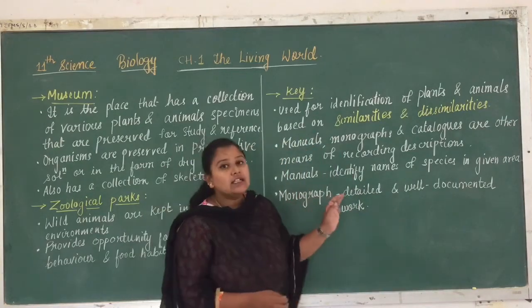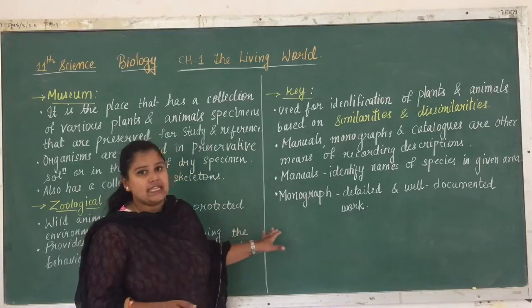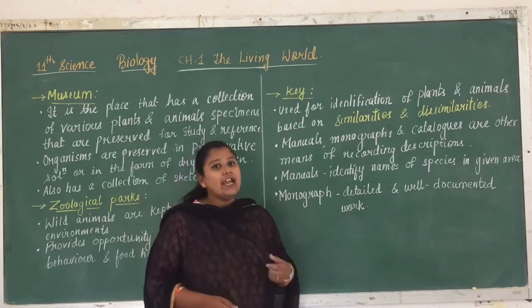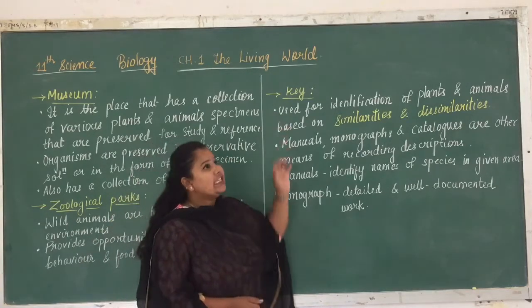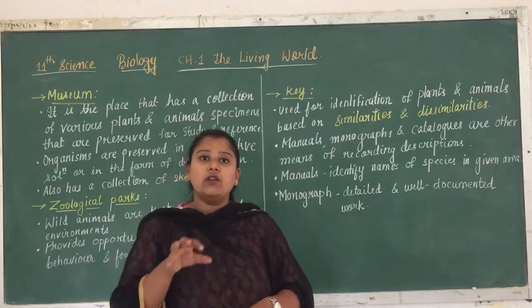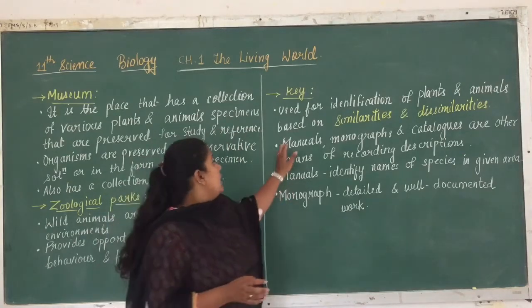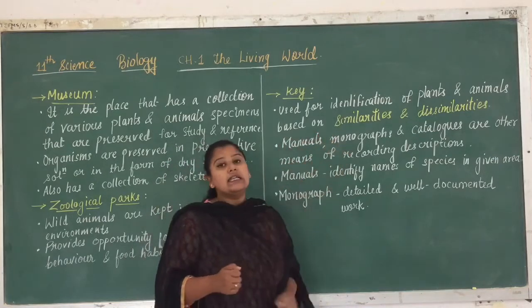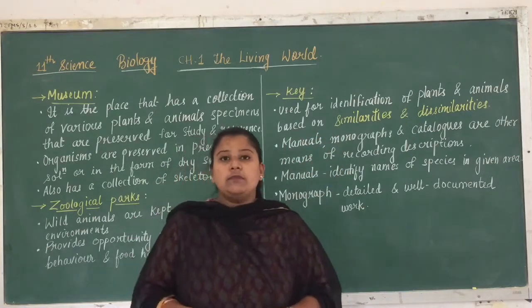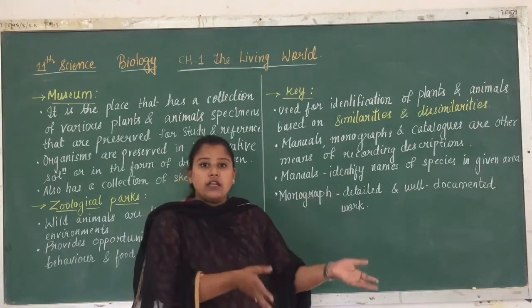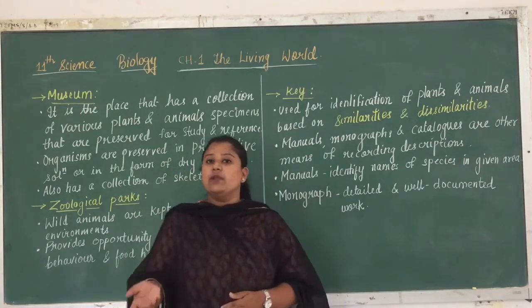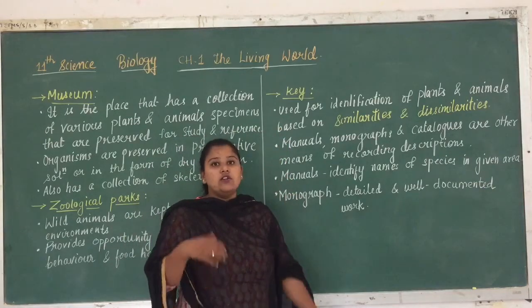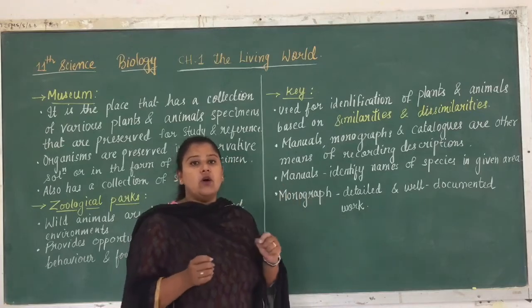The next and the last taxonomical aid is key, right? The key is used for identification of plants and animals, right? So first of all, the key is used to identify a particular animal or a plant. It identifies a plant or animal on the basis of similarities and dissimilarities, right? That means what are the similarities among the animals or the plants and what are the dissimilarities. So based upon these two factors, the key is used to identify a particular plant or animal.